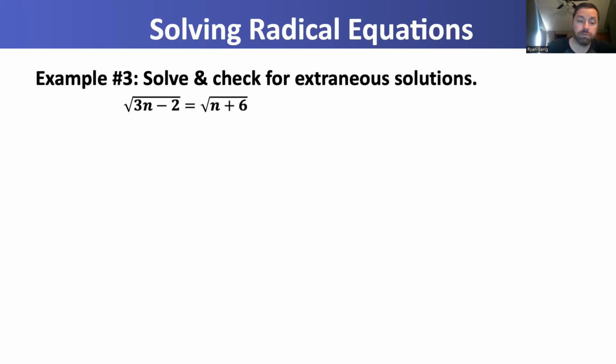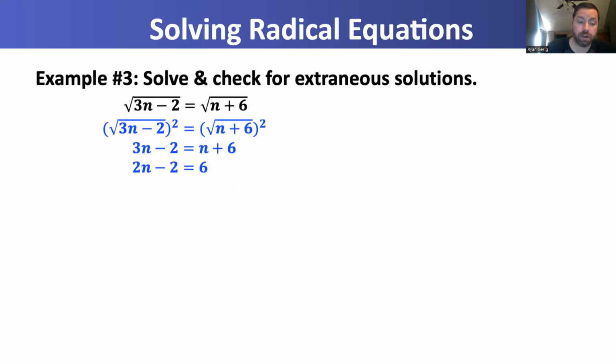One more example. This time we have a radical on both sides. Good news is I can just square both sides, and it becomes a pretty simple problem. You just basically get rid of the radicals. Subtract n from both sides, you get 2n minus 2 equals 6. Add 2, divide by 2, you get n equals 4.